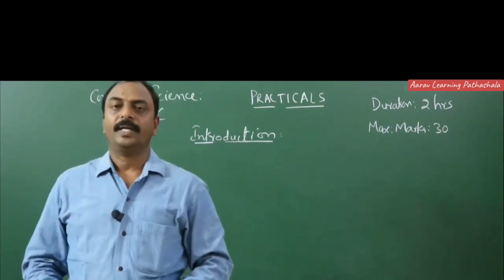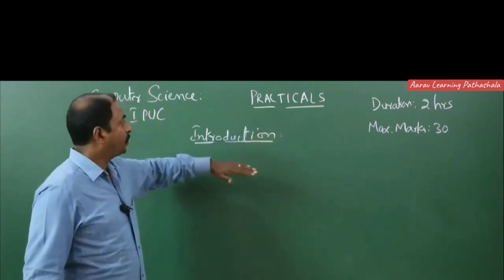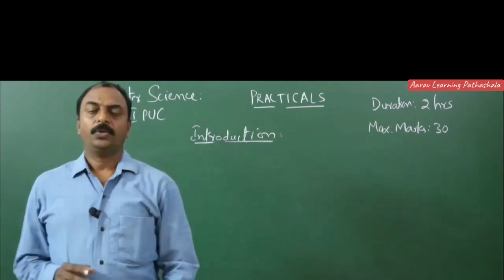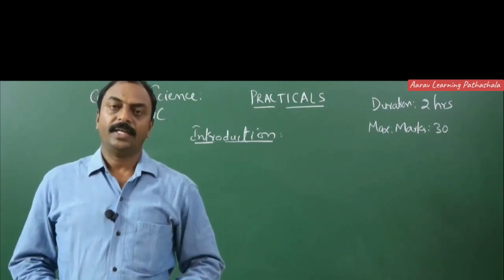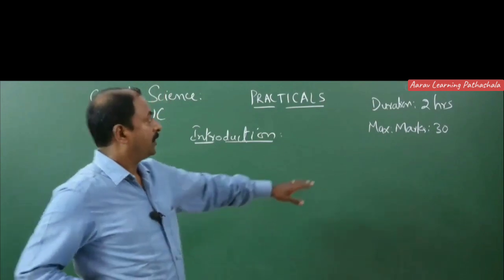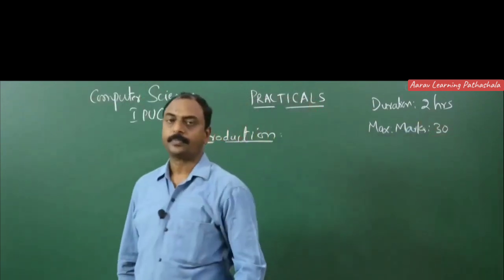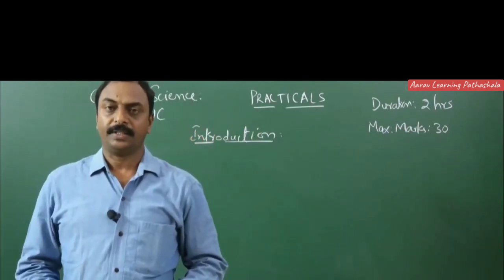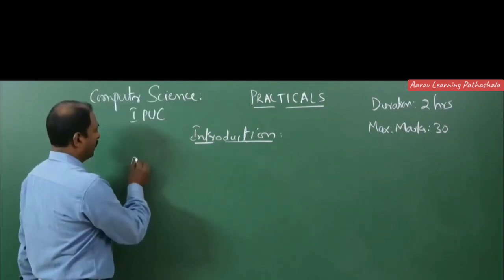Students, today let me brief you about the practical classes and let me start with introduction. So in first PUC, there are two sections. One is theory and as well as practical. The theory is for 70 marks and practical is for 30 marks. Maximum marks is 30 marks and duration is 2 hours. Here there are two sections in practicals, that is part A and part B.